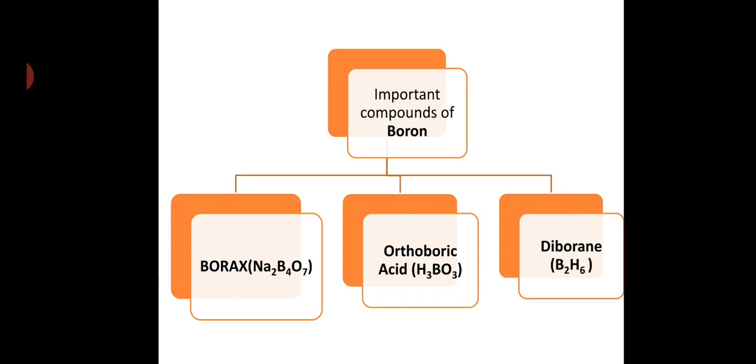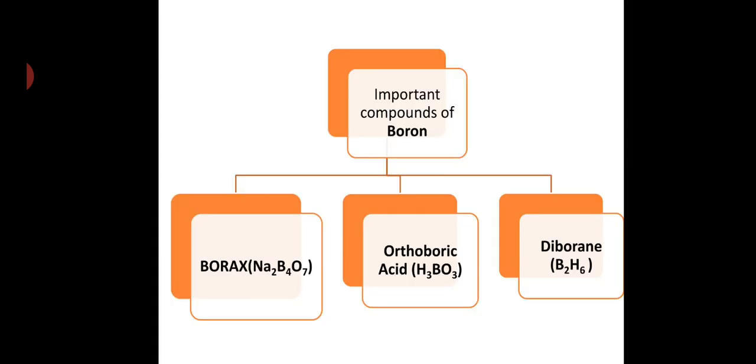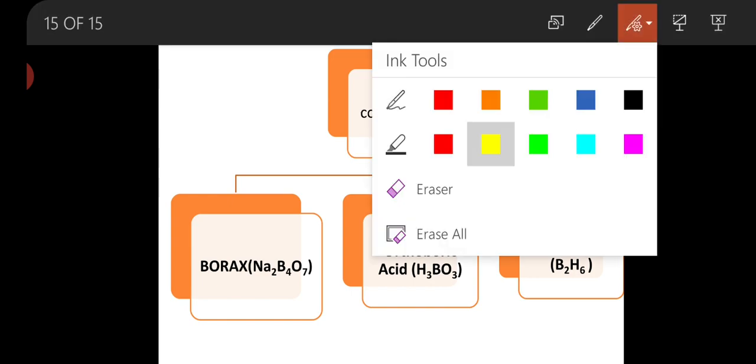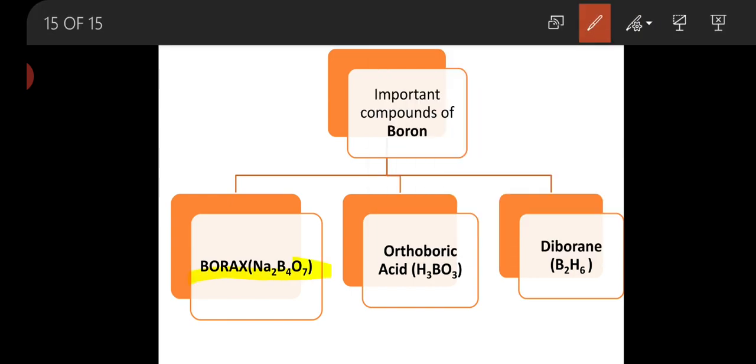And next, the important compounds of boron can mainly be explained in three forms. The first is known as borax, Na2B4O7, also known as borax.